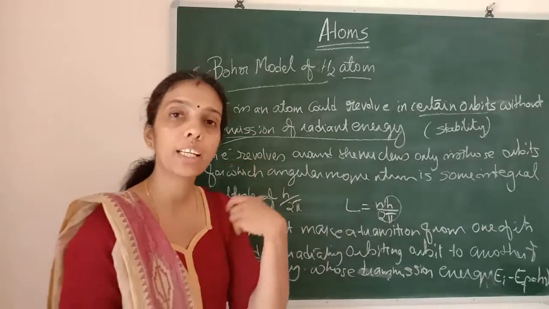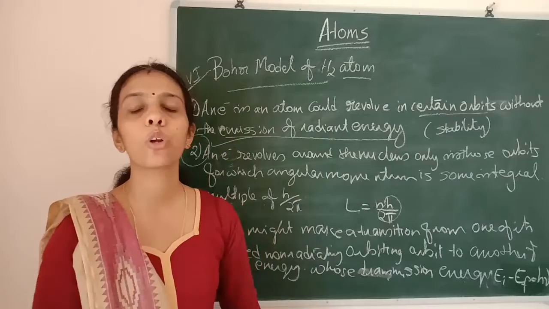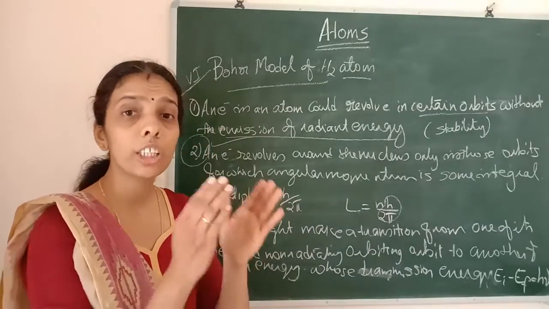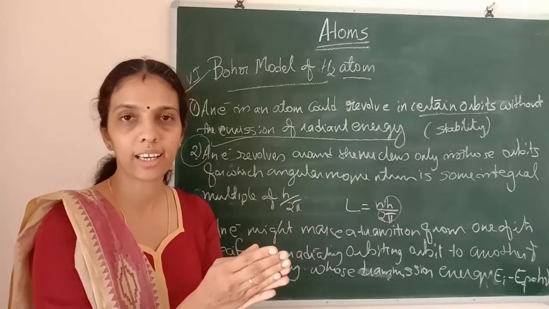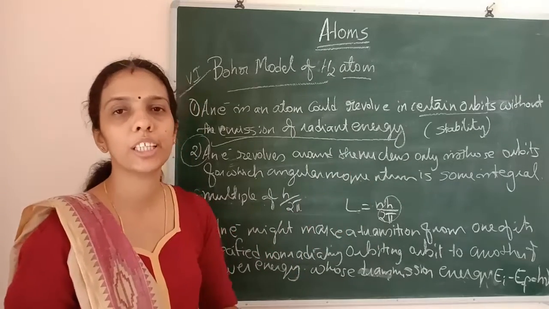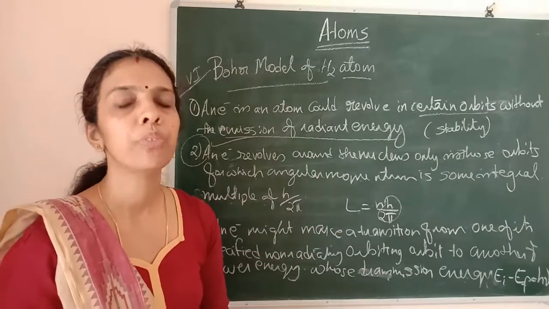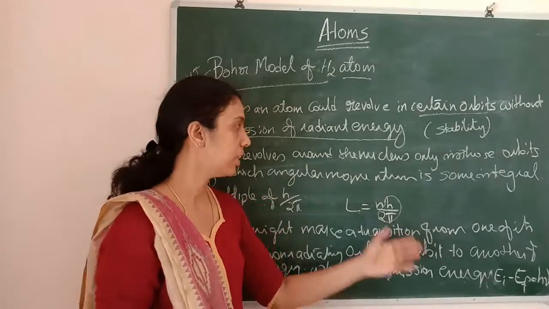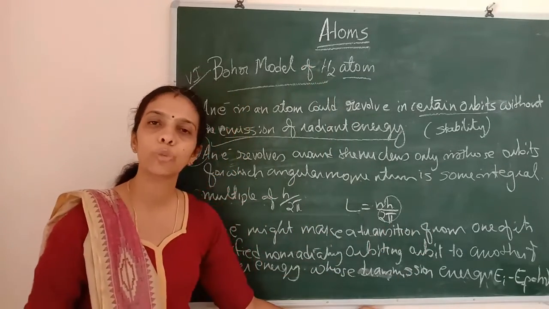So how much energy will be released? 1 photon of energy will be released. So initial is the greater energy, isn't it? Coming to the lower orbit, E_i minus E_f will be equal to h nu. That is the formula. These are the postulates which Bohr had given.